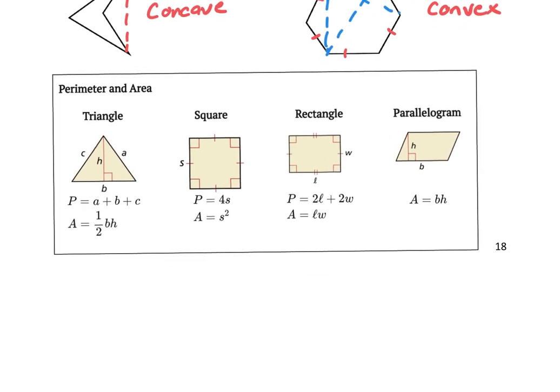Okay, here we got a lot of formulas today. We have four different figures here that we're looking at finding the area and perimeter of. When we talk about perimeter, we are talking about the distance around the figure.